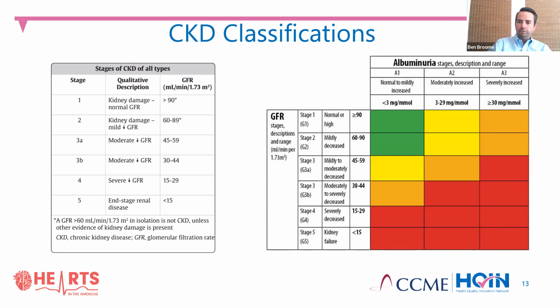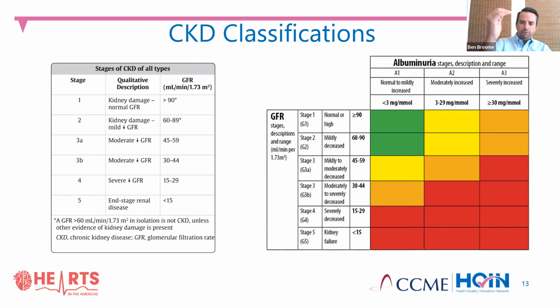Now, I do like this chart that's on the right. It's a little newer, and I think the color scheme allows patients to better visualize where we are. More importantly, it takes into account albuminuria, or degree of proteinuria, because we know that the more protein being spilled in a patient's urine, the higher their risk of progression through these stages of CKD.